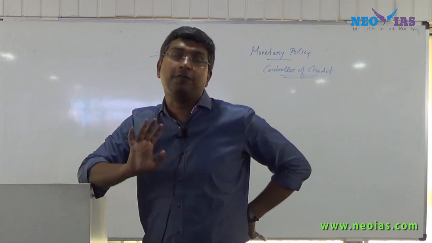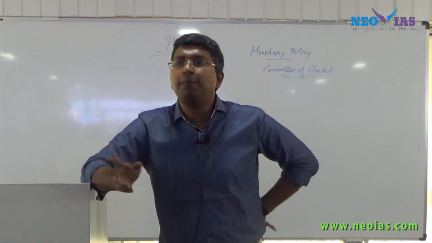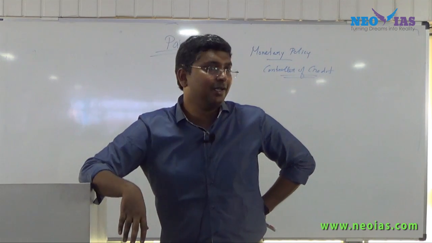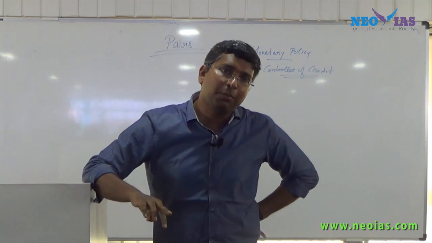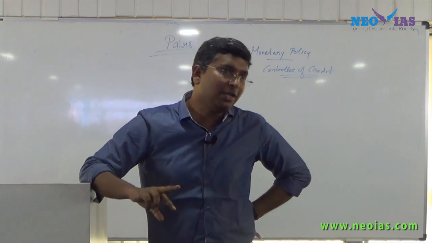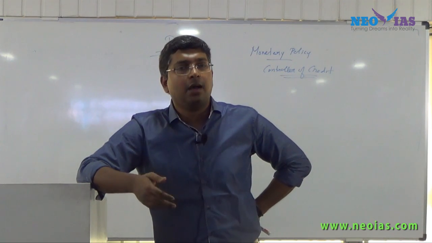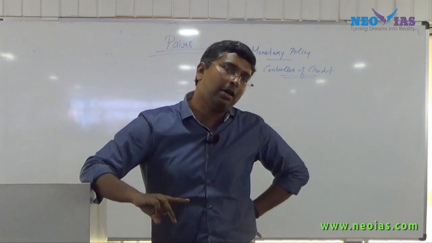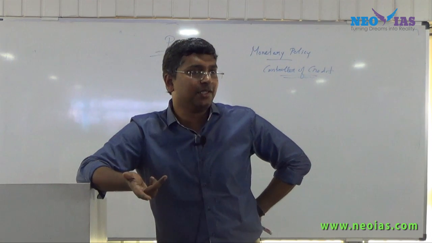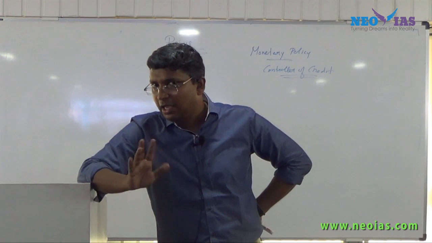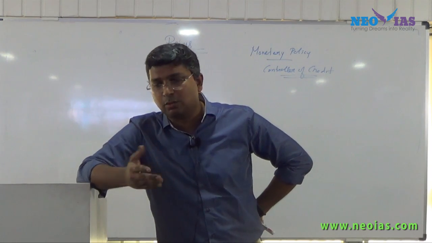In economy, there are a lot of pairs. One pair I already discussed: money market, capital market. Another pair is monetary policy, fiscal policy. When we discuss balance of payment, there are current account, capital account, revenue deficit, fiscal deficit. So many things are there, so if you have a clear-cut idea, it will be very easy to answer.